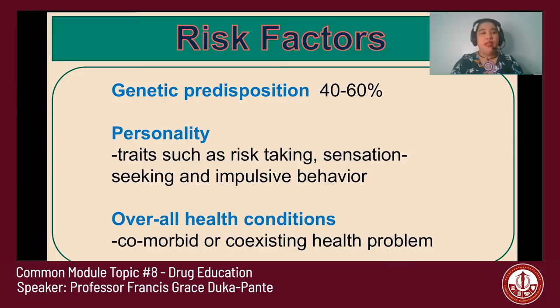So the first one is genetic predisposition. It's really a surprise that about 40 to 60% of vulnerability to substance use is actually genetically determined. The second one is that there are certain personality traits that increase our vulnerability. These include risk-taking, sensation-seeking, and impulsive behavior. And the last one is overall health conditions. If you have coexisting health issues, like mental health issues, then that predisposes you to risk of substance use and other unhealthy behaviors.